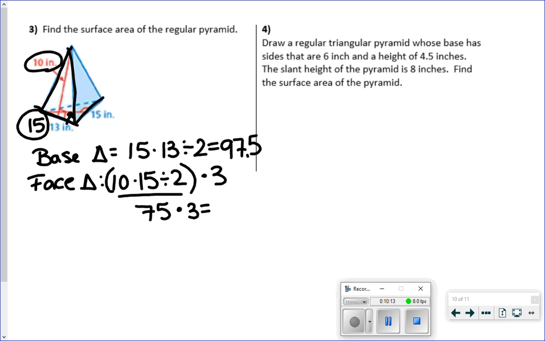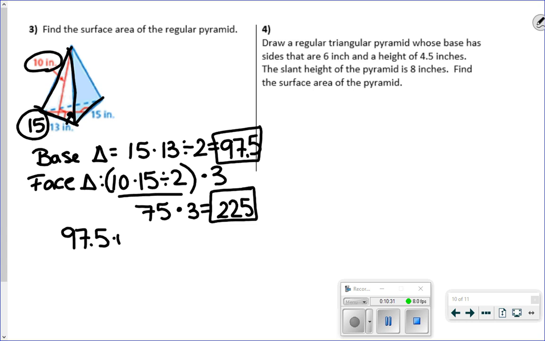That gives me 225. I now have the two numbers that I need, 225 for my face triangles, 97 and a half for my base triangle. So I'm ready to add 97 and a half plus 225. That gives me an answer of 322 and 5/10 inches squared.